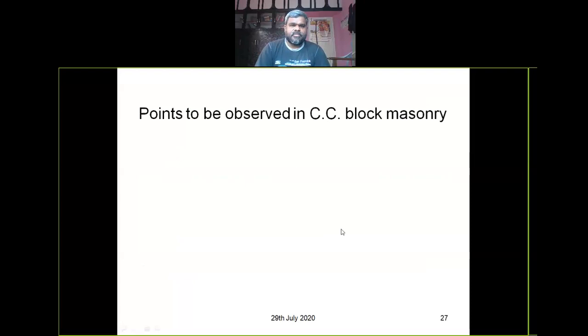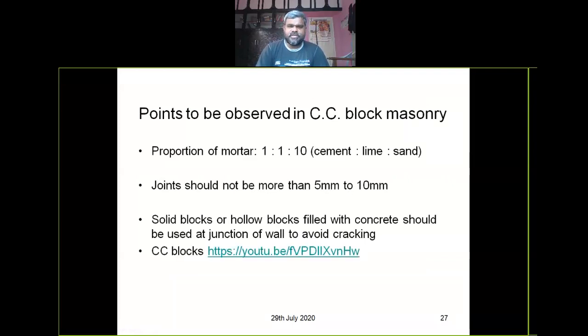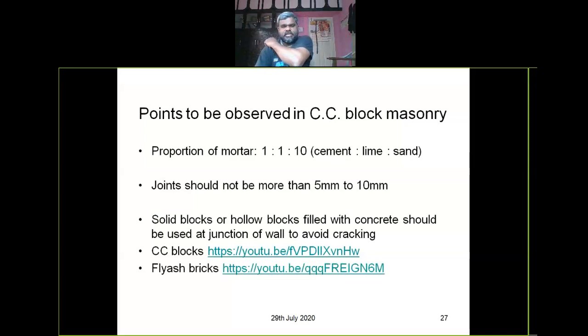And more points to be observed. The proportion of mortar is 1:1:10, cement, lime, sand, and the joint should be more than 5 mm to 10 mm. Solid blocks or hollow blocks filled with concrete should be used at the junction of walls to avoid cracking, right? So these are some videos we will see. What are CC blocks and what are fly ash blocks, we'll see here.